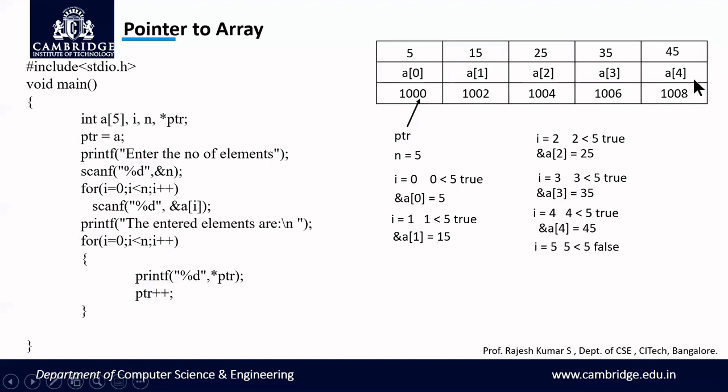Now you can observe that when the i value becomes 5, 5 is less than 5, the condition becomes false, and it will come out of the loop. So this is how we input the values inside the array, which has already been discussed in the previous sessions.